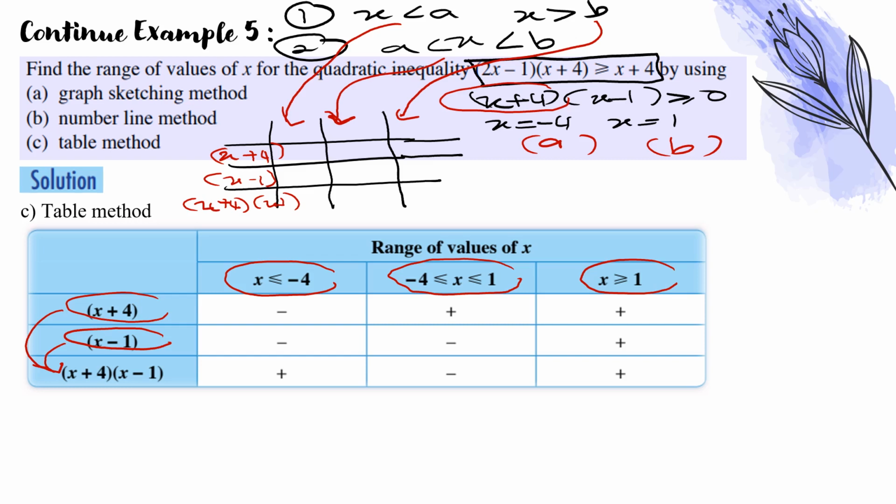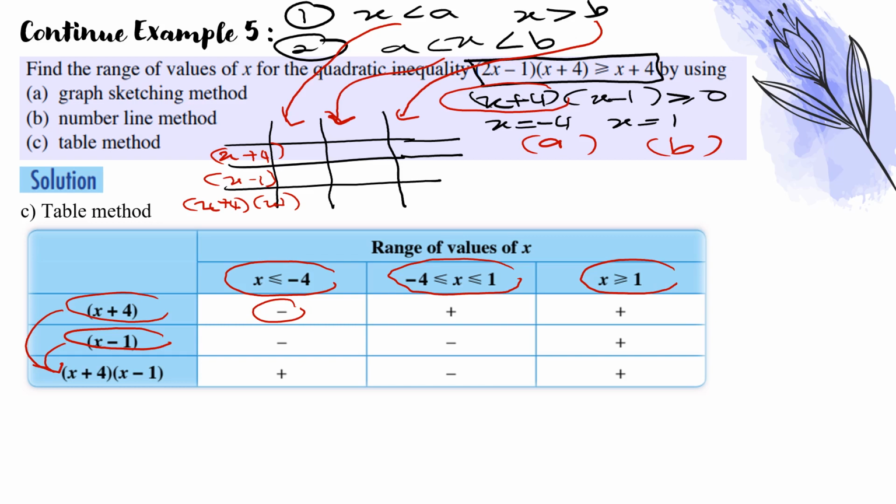Just like the number line method, you need to check any number. Okay, we want to know whether this is positive or negative value. Let's say x is less than -4, which is -5. Okay, -5 plus 4, you will get negative value, right? Let's say in between -4 and 1, let's say 0. 0 plus 4, you will get positive value, right?